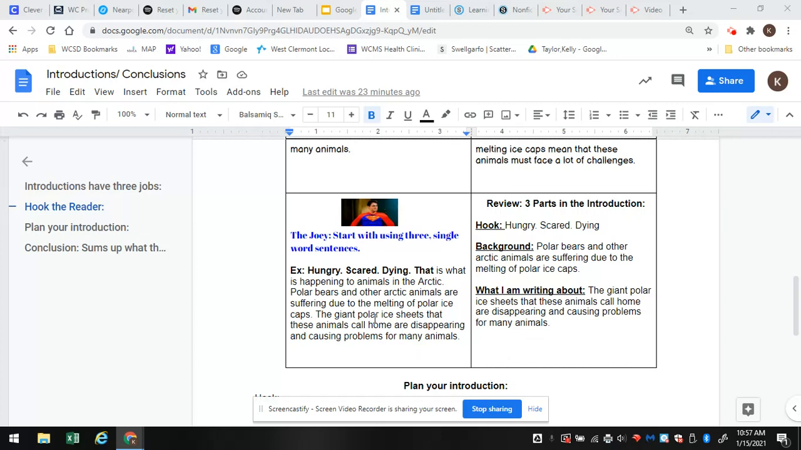Hungry, scared, dying. So see how now as a reader, you're like, what's hungry, scared, and dying? Like, you want to know what's going on. It's really good at hooking the reader in. That's what's happening to the animals in the Arctic. Polar bears and other Arctic animals, blah, blah, blah. There's my background, and then there's what I'm going to be writing about.